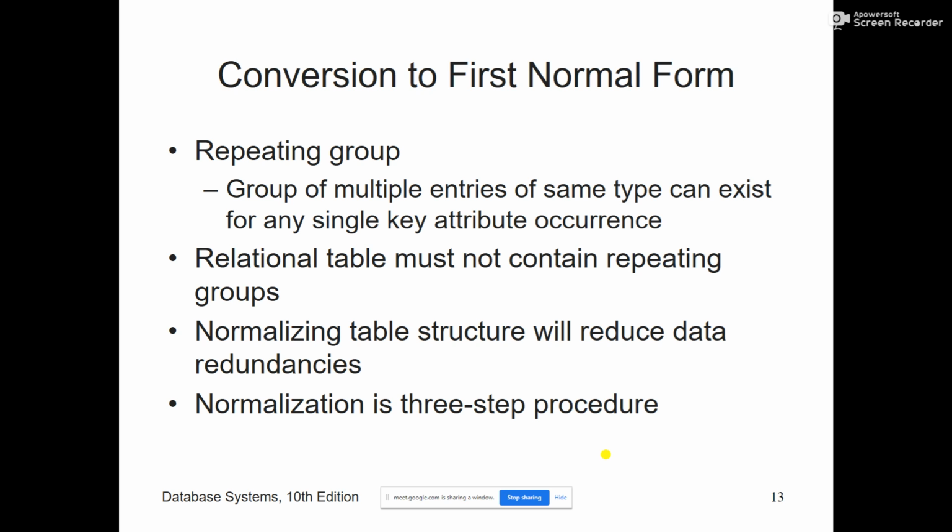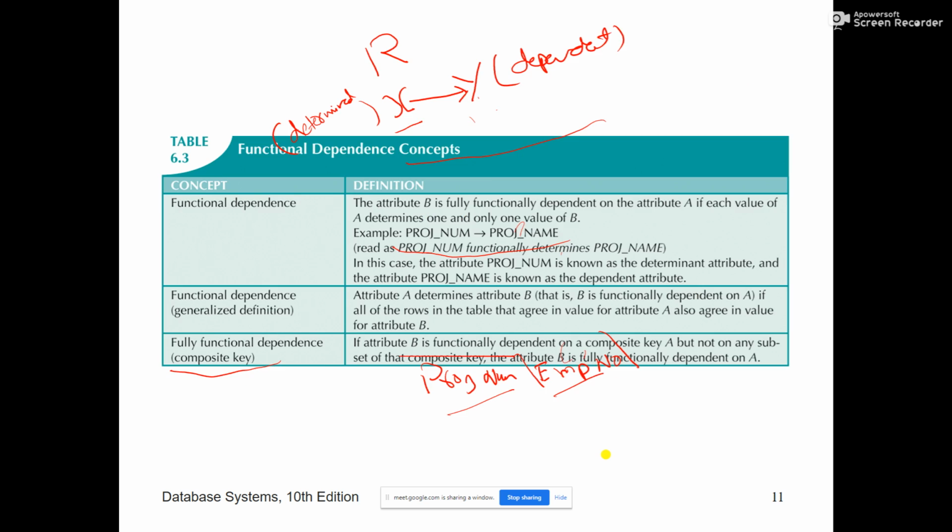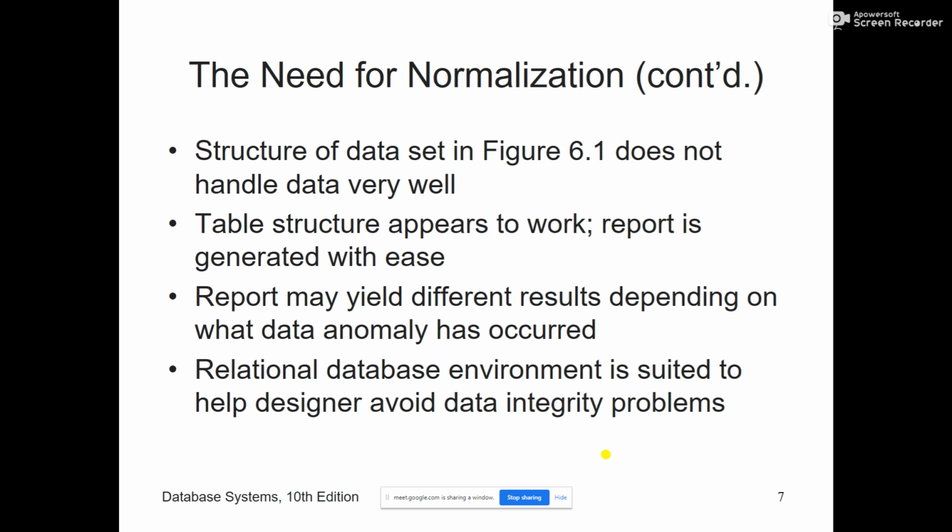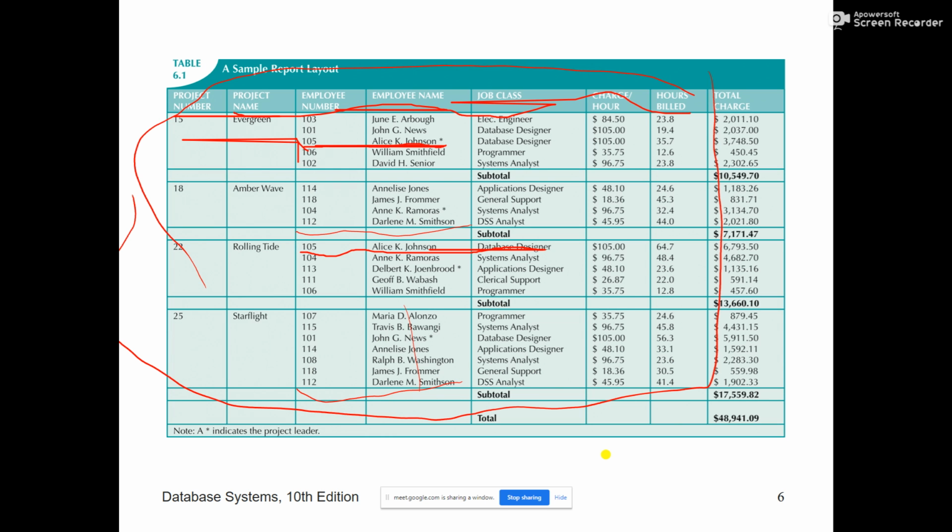Okay, in any case when you want to convert to first normal form, the first thing that you have to do is look at the repeating group. Now repeating group derives its name from the fact that a group of multiple entries of the same type can exist for any single attribute occurrence. Okay, this is the formal definition, but a simple explanation of it is over here.